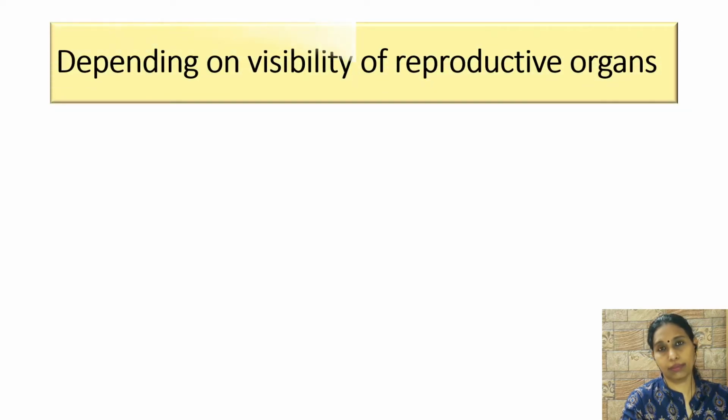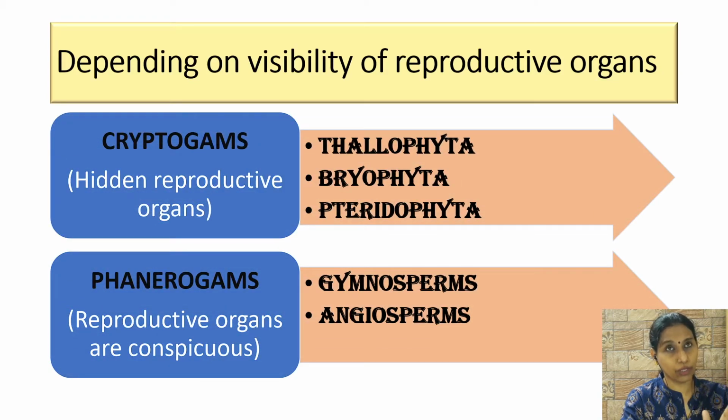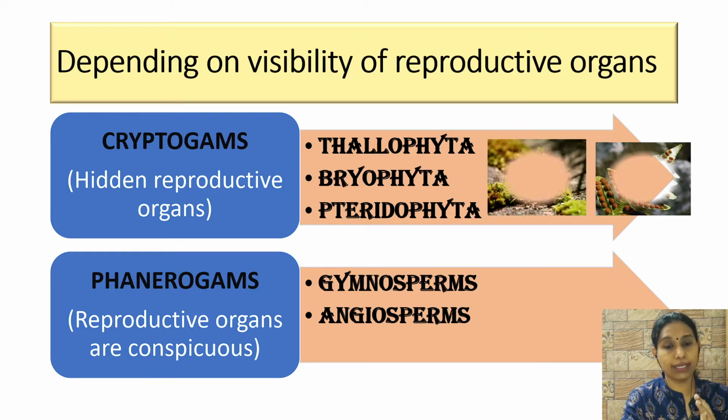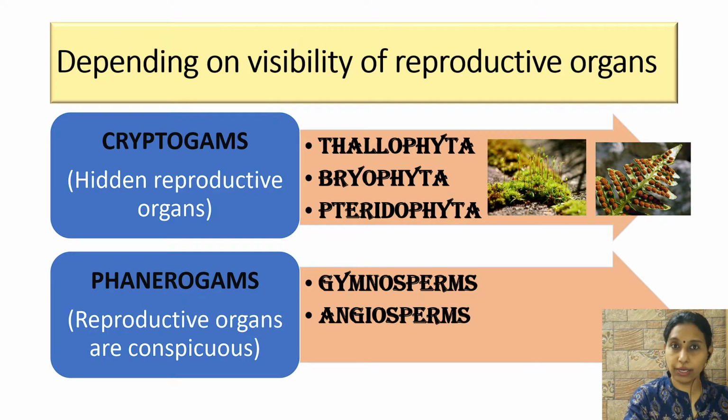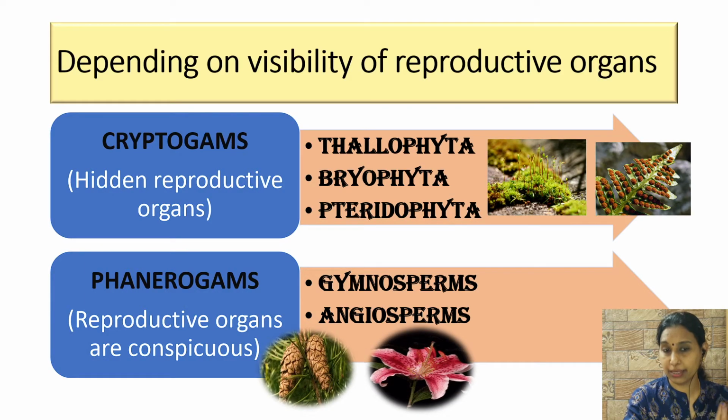Now, just a quick revision. Depending upon the visibility of reproductive organs, plants are divided into cryptogams and phanerogams. Cryptogams means hidden reproductive organs. And which are the divisions coming under them? Thallophytes, bryophytes, and pteridophytes. Phanerogams include gymnosperms and angiosperms. You remember the examples. Okay.